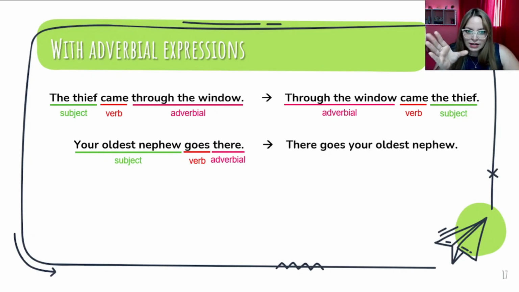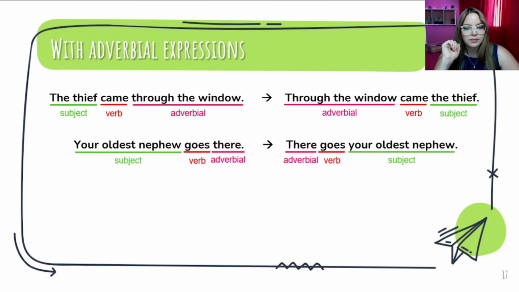The inverted sentence would be as follows. There goes your oldest nephew. There is our adverbial, and that is why it should be put at the very beginning, followed by our verb and followed by our subject. Good. Let's see another one.